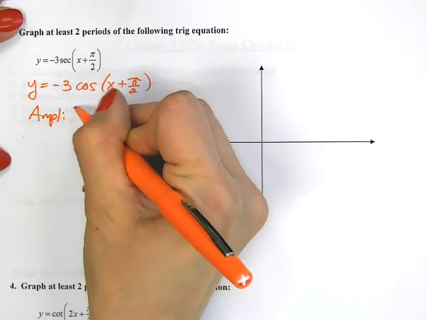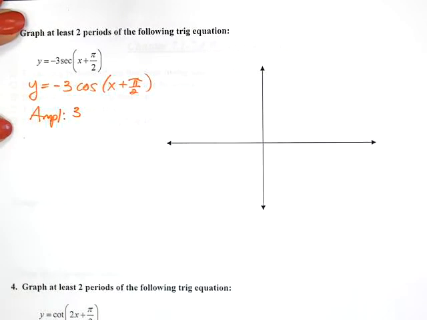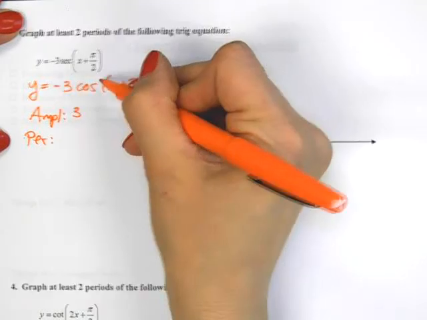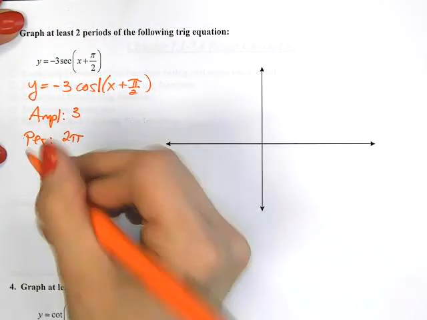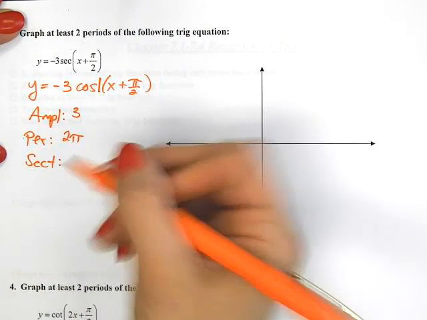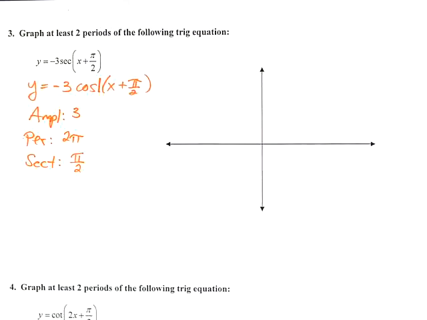And that would be a 3. You don't say -3. Negative means reflection. How about the period? The period is 2 pi over b. b is a 1, so it's just 2 pi. And then section. So if you take 2 pi and divide it by 4, that's going to be pi over 2. So this is kind of your basic setup.